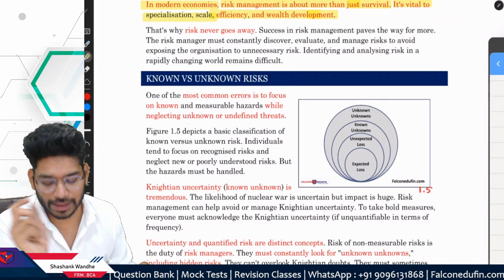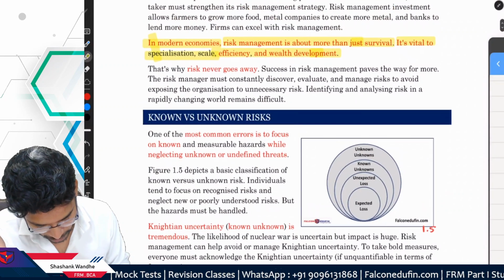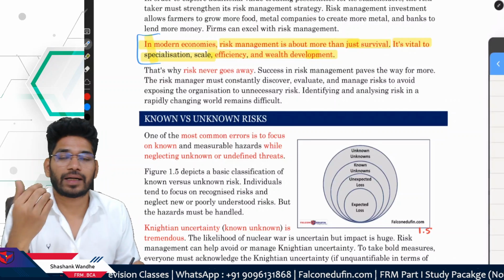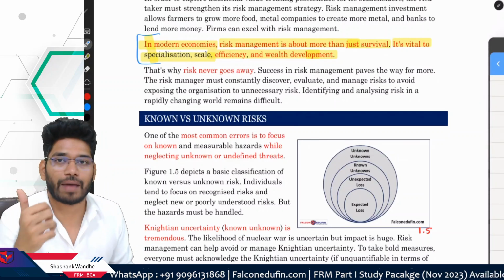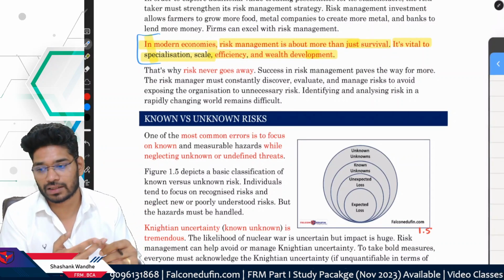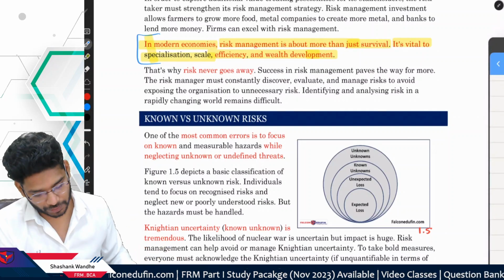And this is a very crucial statement. So in the exam, if you get a statement which says that in order to survive, so the bank's objective of risk management is survival, always remember that statement is wrong. No, the bank's objective of risk management is wealth optimization or wealth increase, increase in efficiency, scale, specialization and everything. Okay.